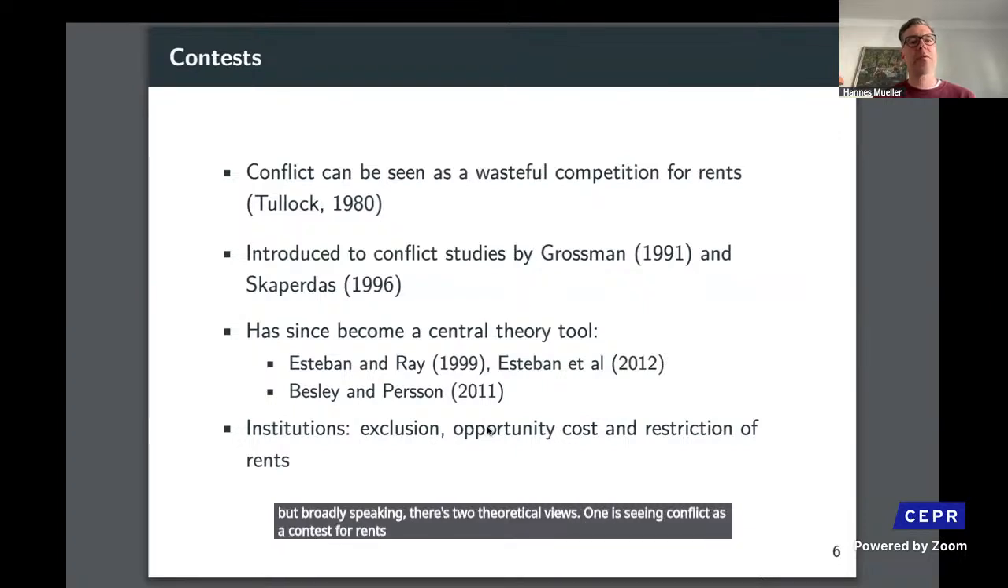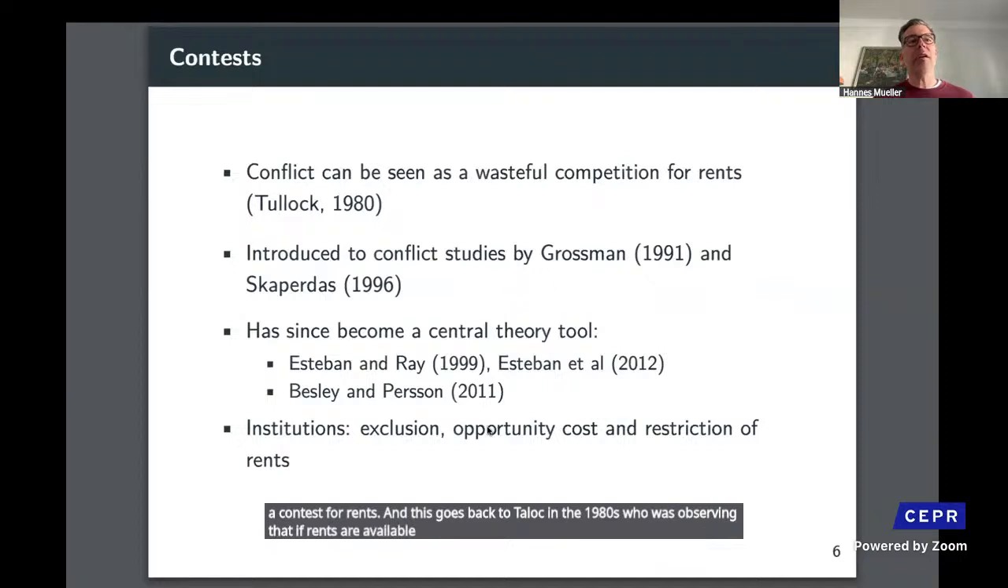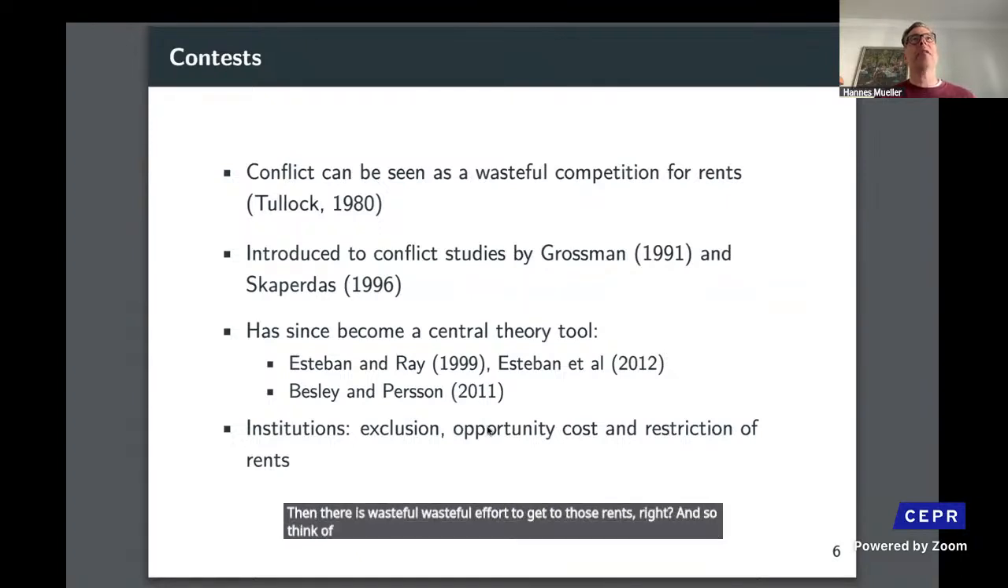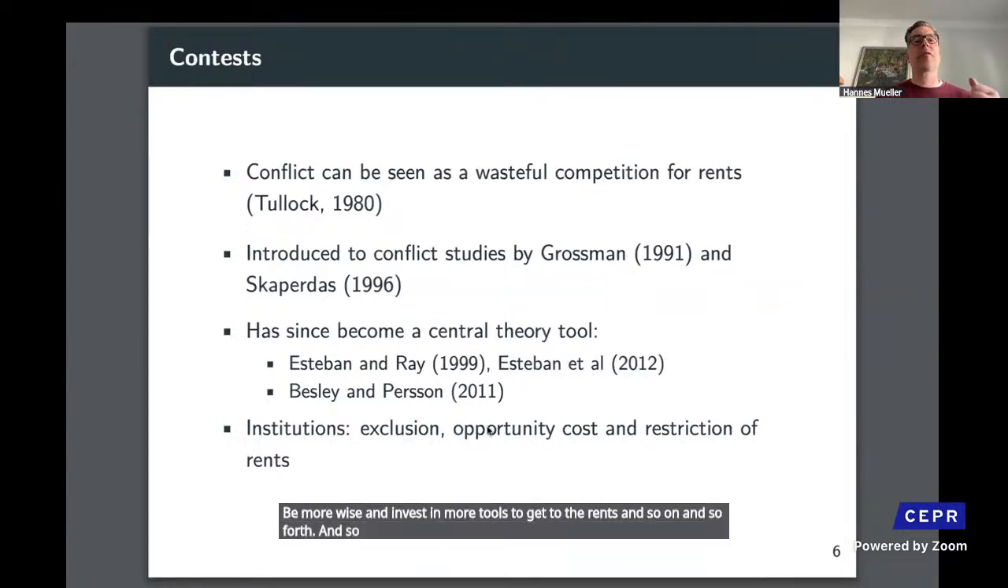And this goes back to Tullock in the 1980s, who observed that if rents are available from somewhere, then there is wasteful effort to get to those rents, right? So think of crime. Crime is somebody trying to steal the rents from somebody else, and so then somebody else has to defend against that crime, and the criminal has to be wiser and invest in more tools to get to the rents, and so on and so forth. So it's this back and forth of attack and defense, getting to the rent.